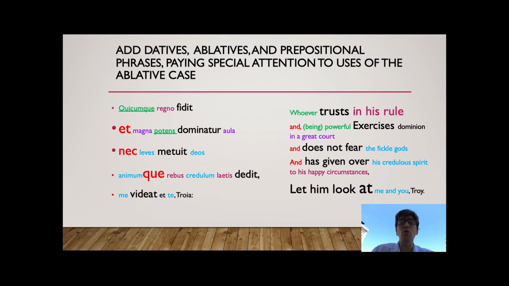And she's giving us a warning about the brevity and the ephemerality of human affairs, and especially of regnum, of kingship. Whoever trusts in his rule and being powerful exercises dominion in a great court and does not fear the fickle gods, and has given over his credulous spirit to his happy circumstances. Let him look at me and you, Troy.